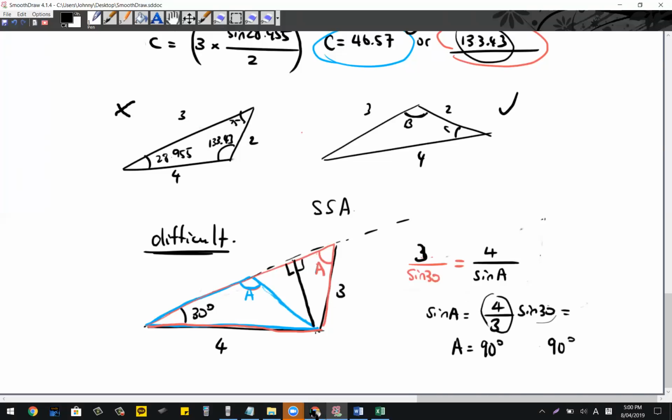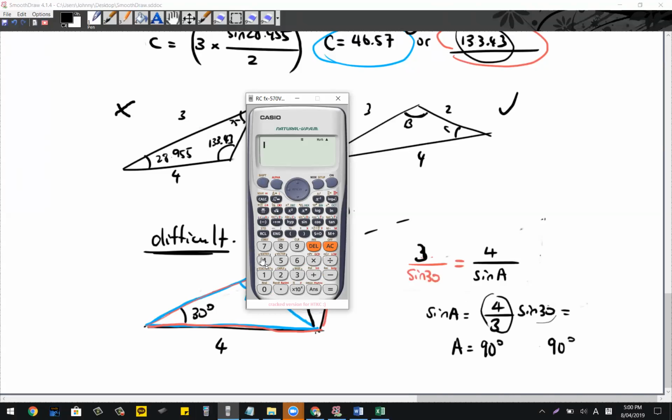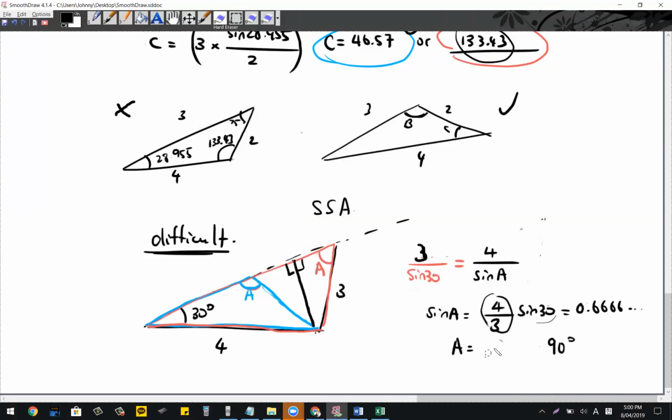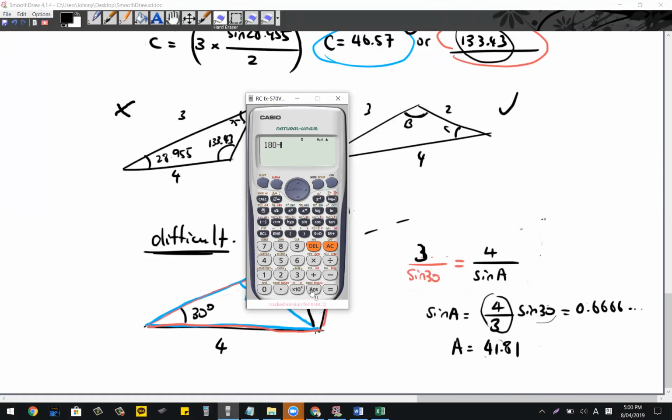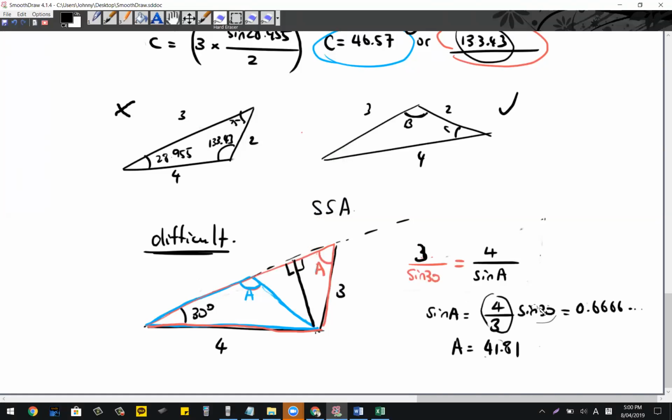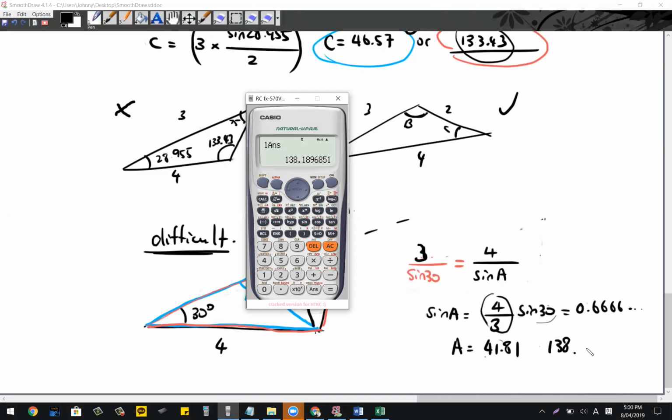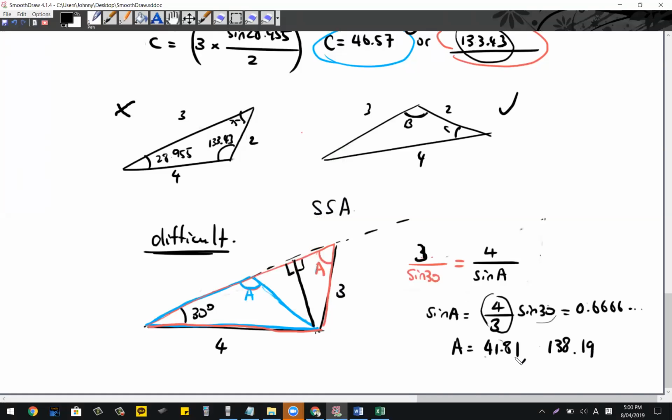Then what happens is we have 4 over 3 times sine 30. That gives us 2 on 3, which is 0.6666. Then if we take the inverse sine of that, you get 41.81. And of course, if you take that away from 180, then you get another answer, which is 138.19. So you end up with two answers, one for this and one for that. So this is a difficult situation where you end up with two possibilities.